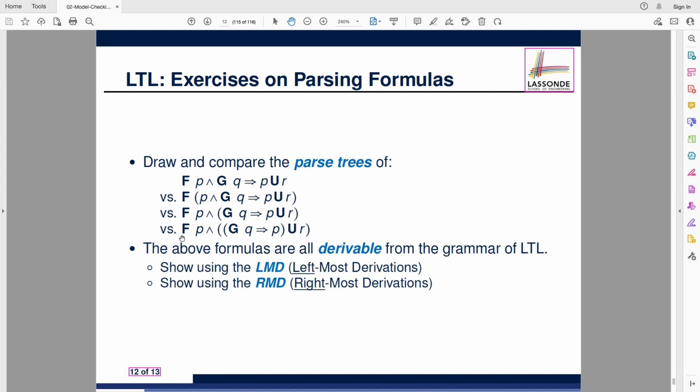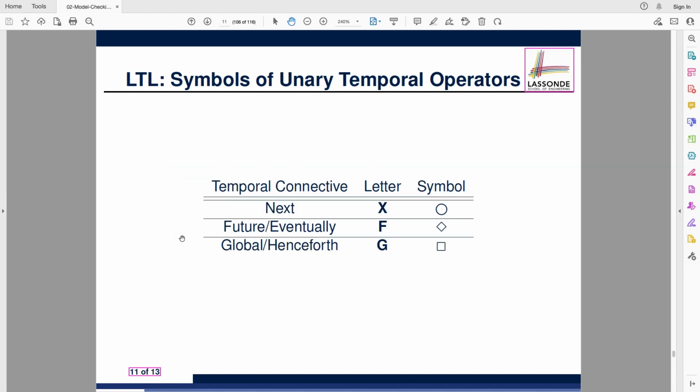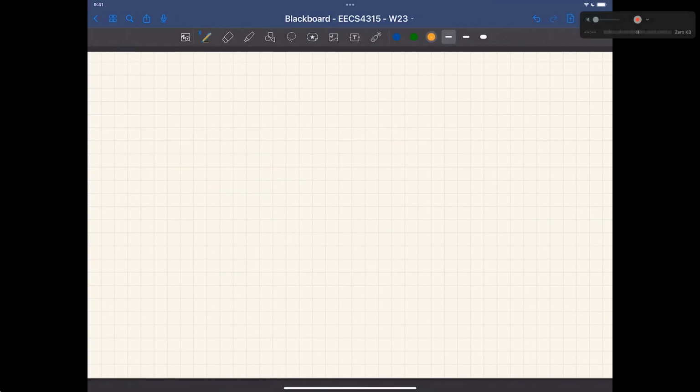Guys, how about one more thing, and then I'll let you go. One more thing that we'll also do as an exercise together on Tuesday. I'll talk about this quickly. This one here is just about the operators. Here, X, F, and G. Very quickly, just a few minutes.